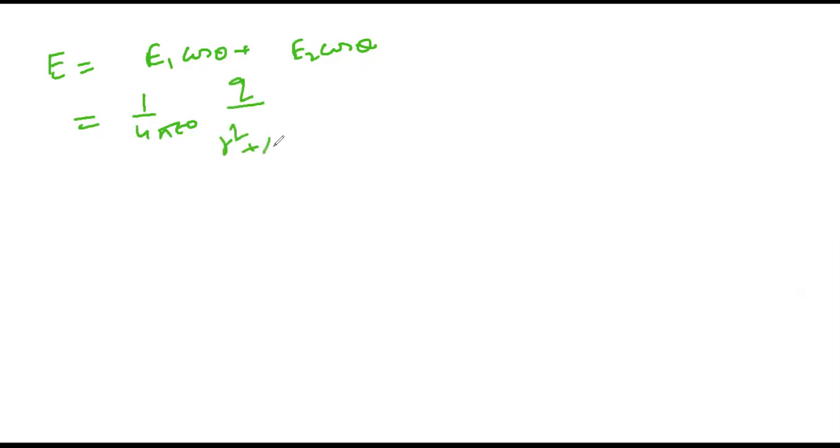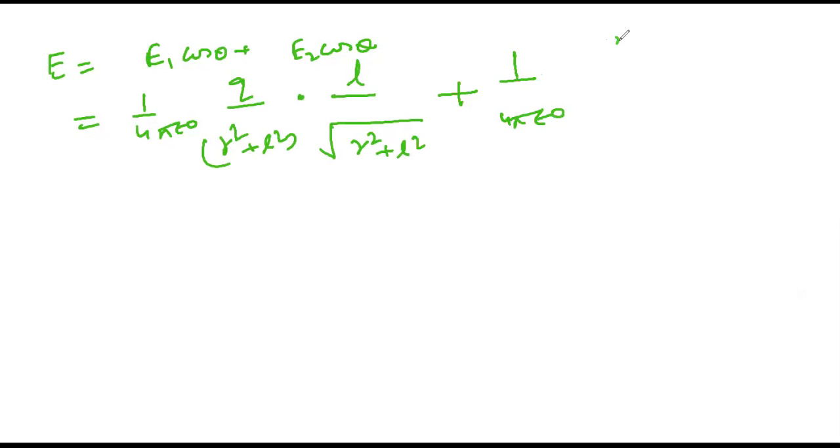Substitute the value. E is equal to E1 cos theta plus E2 cos theta. So at the place of E1, what you write? 1 by 4 pi epsilon naught q upon r square plus L square. Cos theta value you should write. Cos theta how much you put? L upon under root r square plus L square. Yes. Plus again same thing will be repeated: 1 by 4 pi epsilon naught q upon r square plus L square into L upon under root. Any problem? No, sir. Solve it now.